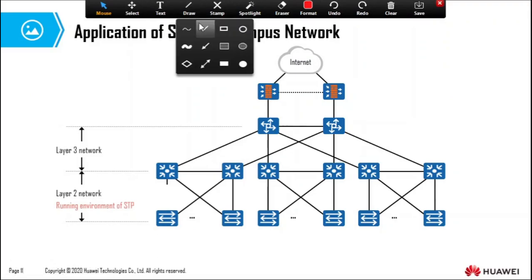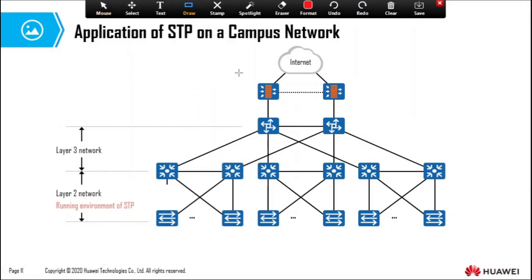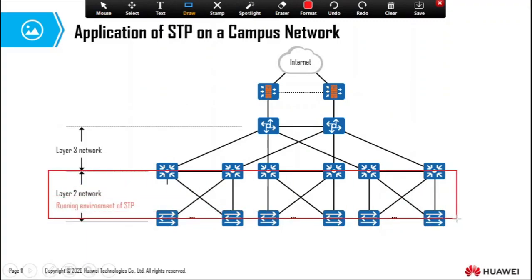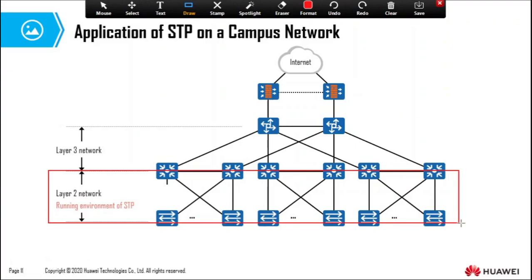So where do we apply STP on a campus network? We deploy STP on these switches, between the access switches and the aggregation switches, because that's where we provide redundancy, and therefore there is a probability that a loop may occur. So normally we configure STP there. Is that clear?